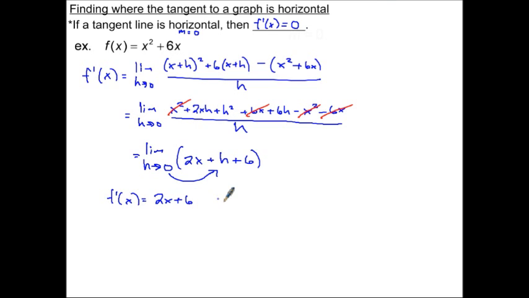Okay, but again, I want the derivative to be equal to 0. So basically I'm going to take this off to the side here, and I say, well, my derivative, 2x plus 6, I want that to be equal to 0. And then quick solving gets me x equals negative 3.